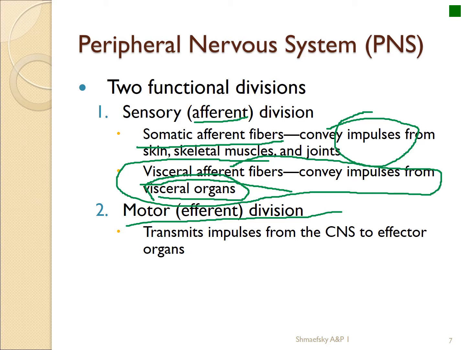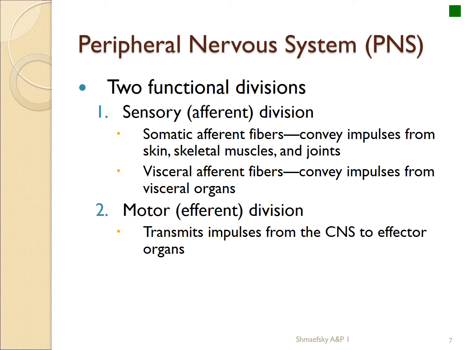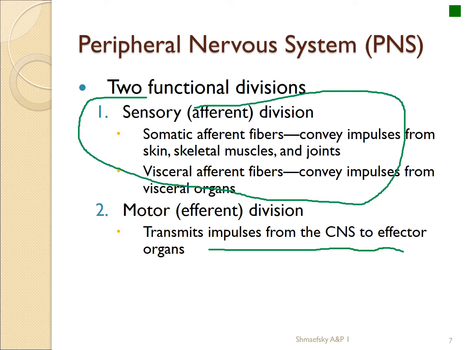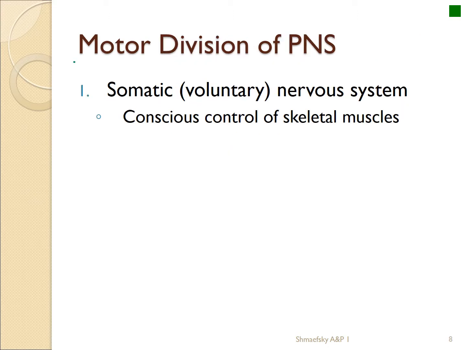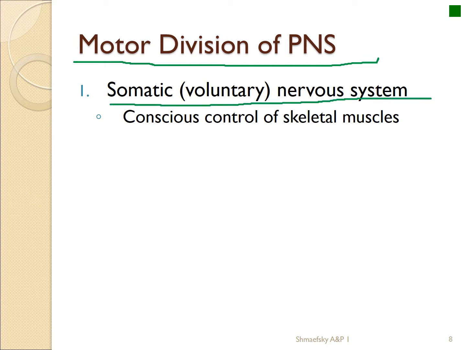And then when we look at the motor part, these are just general impulses that listen to this information and then do something about it. So let us hone in a little on the motor division of the PNS, or the peripheral nervous system. Here we're looking at the somatic, what we sometimes call the voluntary nervous system, and this is under conscious control for the most part.